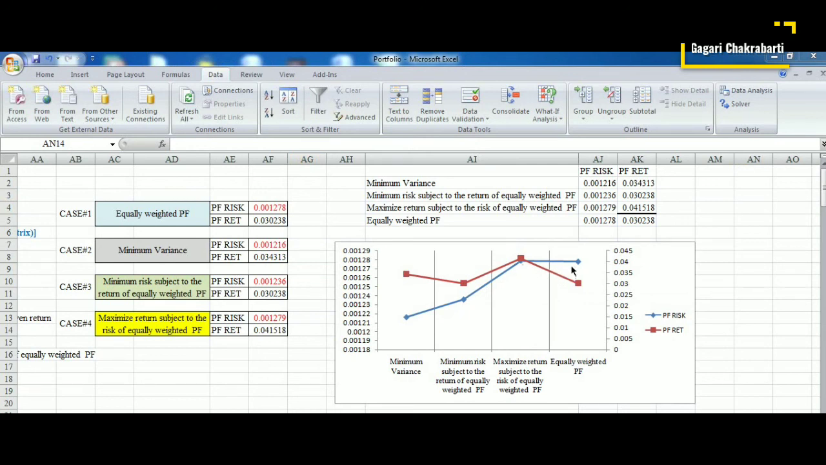So this diagram helps us to analyze in a bit more detail compared to the scenario summary table.